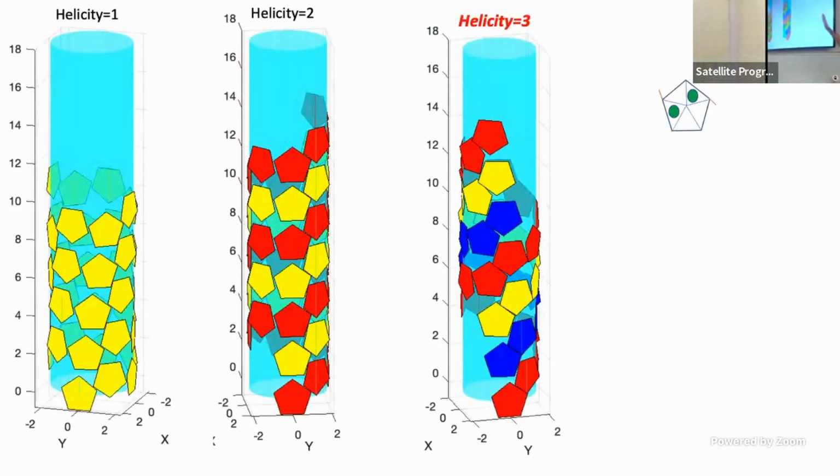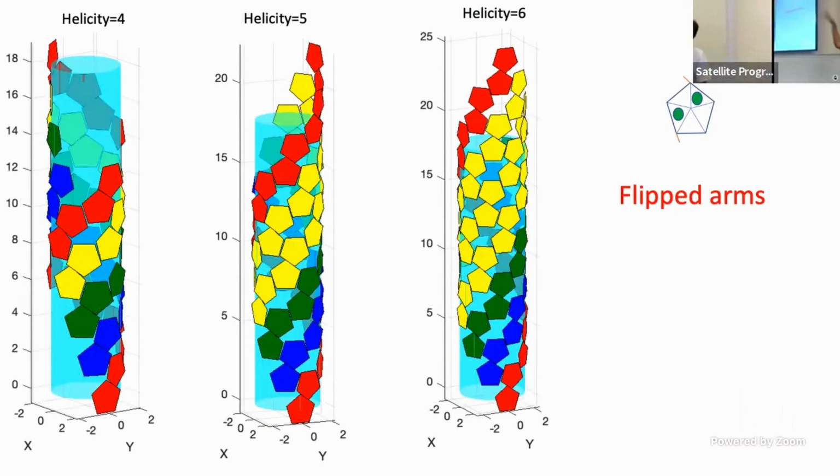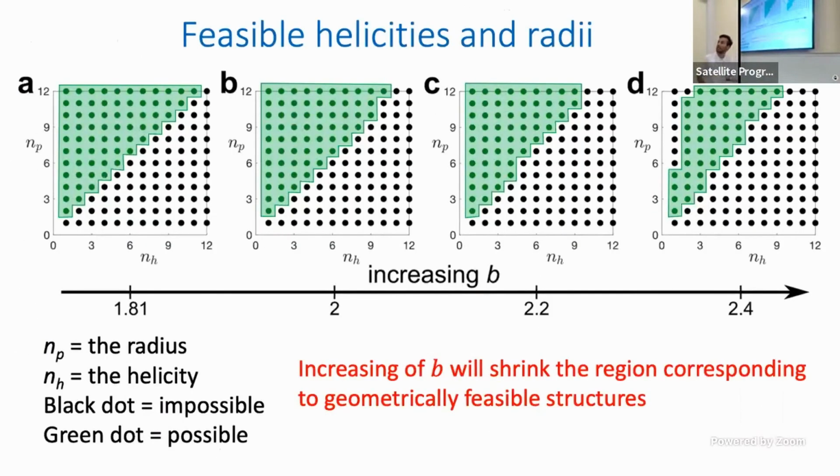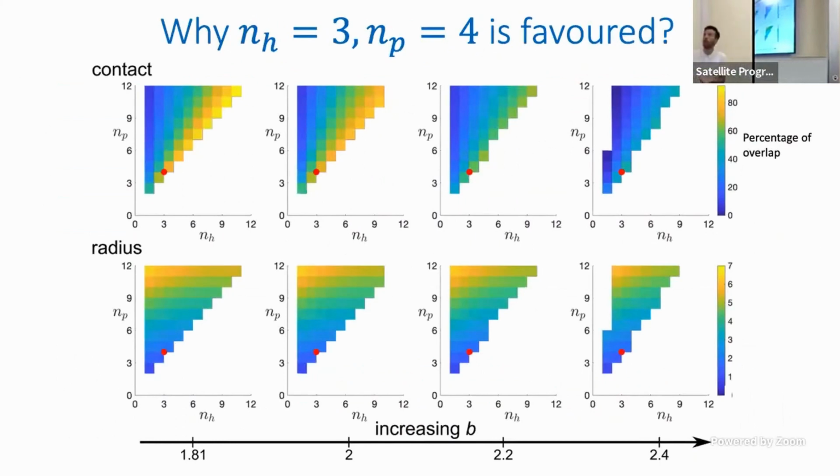But other helicity, what about number 2 and 1? Arm-wise, they are okay, but why are we not seeing them? For bigger ones, helicity 4, 5, 6 and beyond, because there's a flip, they are not happening, but there are lots of possible cases. If we just do math, the black dot shows the case that is not feasible, but the green dot shows the case that is feasible, at least regarding the position of arms. But why are we not seeing them? Why are just 3 and 4 the most favorite?